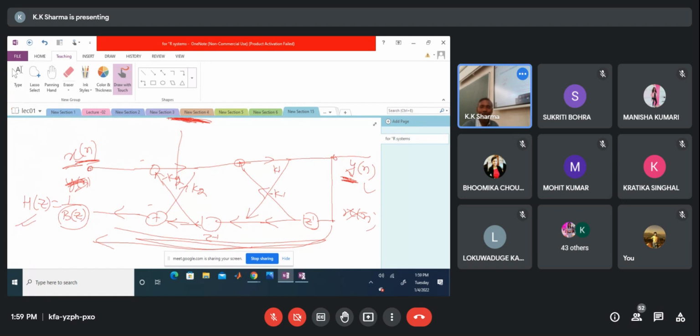हेलो, यस सर। हाँ भाई, यस। समझे कि नहीं समझे?